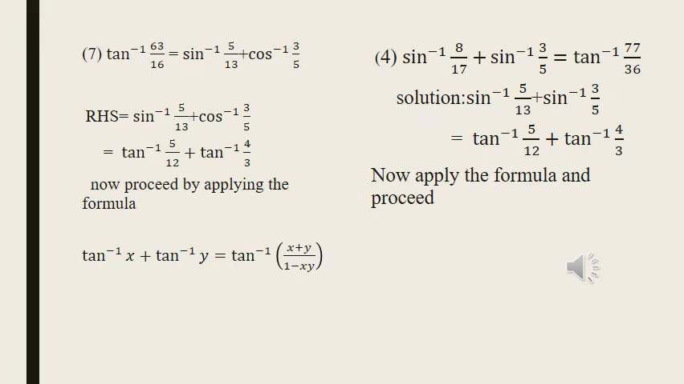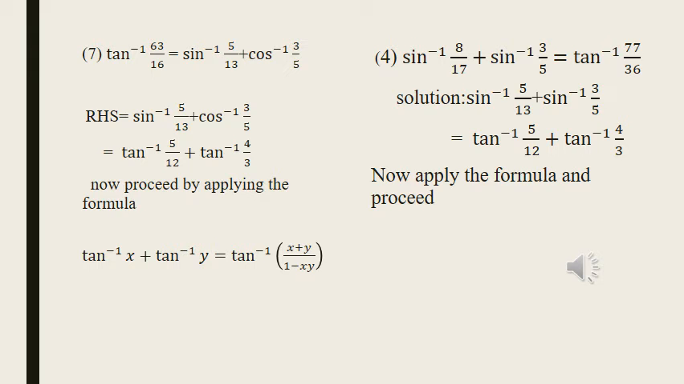Now question number 7. Tan inverse 63 by 16 equal to sine inverse 5 by 13 plus cos inverse 3 by 5. Now you got the idea. Here we can take the right hand side, change sine inverse and cos inverse in terms of tan inverse. Then apply the formula tan inverse x plus tan inverse y. Then we will be directly getting tan inverse 63 by 16 as the answer.